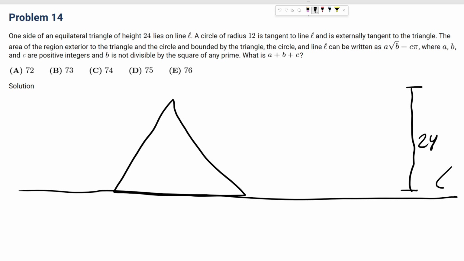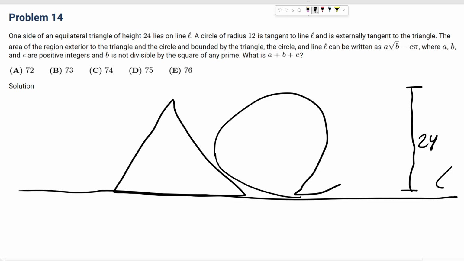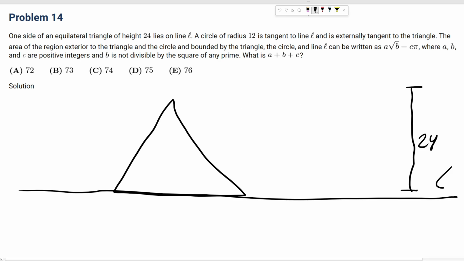A circle of radius 12 is tangent to line L and externally tangent to the triangle. Since the radius is 12, the height of the circle is also 24. That is a terrible circle. Probably because the triangle is terrible. I can't draw on a drawing tablet. I'm sorry. Okay, that's a little better. Let's just pretend this is tangent.